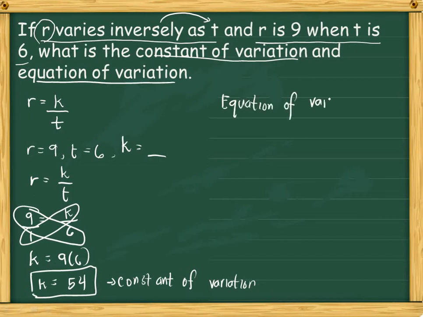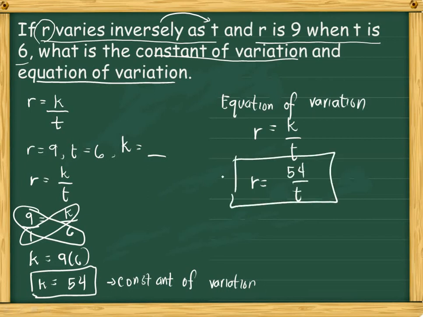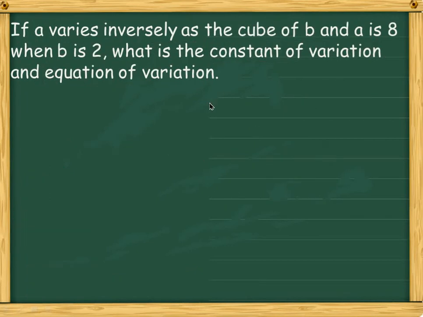So, paano natin makukuha si equation of variation? So, balik tayo dun sa equation na ginamit natin, which is r is equals to k over t. So, ang gagawin lang natin, isa-substitute lang natin yung value ni k, then we will have the equation of the variation. So, r is equals to 54 over t. And r is equals to 54 over t is what we call the equation of the variation.